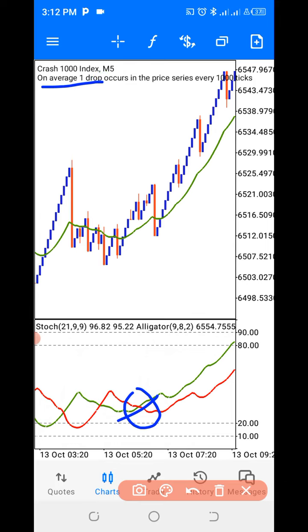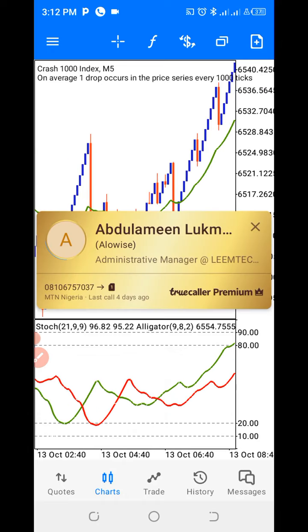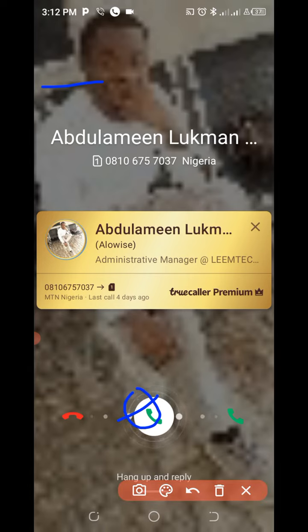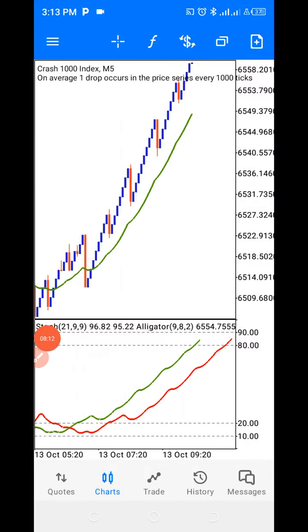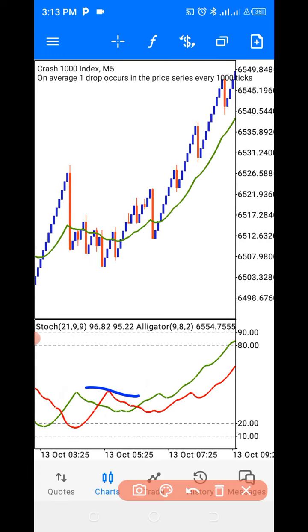So once it crosses the red moving average upward like this, sorry for the interruption guys, once the green moving average crosses the red upward like this, this is the first confirmation on our indicator window.